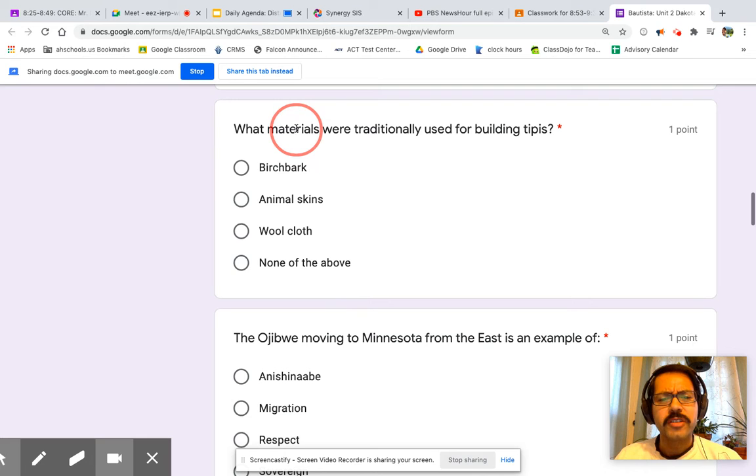What materials were traditionally used for building teepees? Birch bark, animal skins, wool cloth, or none of the above?